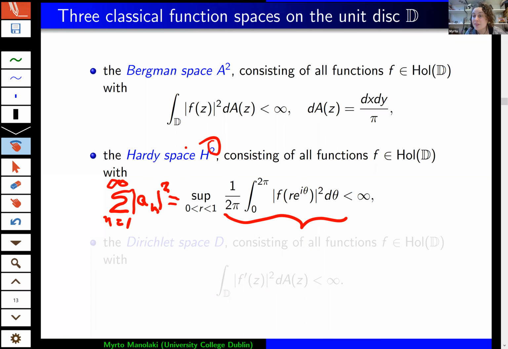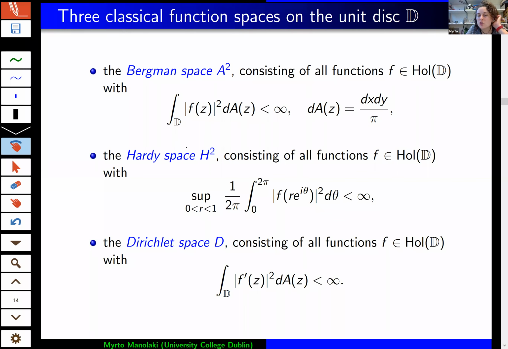And then we have the Dirichlet space, which consists of all functions which send the unit disk to a set of finite area, counting multiplicities. So we have this condition, it's like in the Bergman, but instead of f, we take the derivative. So in other words, f prime belongs to the Bergman space. That's what my condition says.